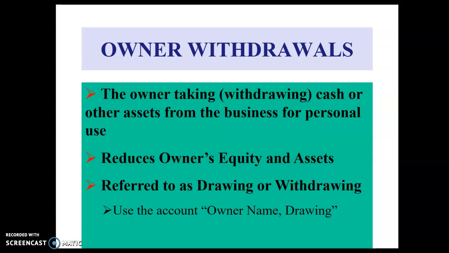Okay, now the account that we're going to use might be called a drawing account, or it might be called the withdrawing account or withdrawals account. Okay, and again, just like the capital account, it would have the owner name, comma, and then either drawing or withdrawals. So Dr. Dooley, comma, drawing would be the name of the account on the chart of accounts.